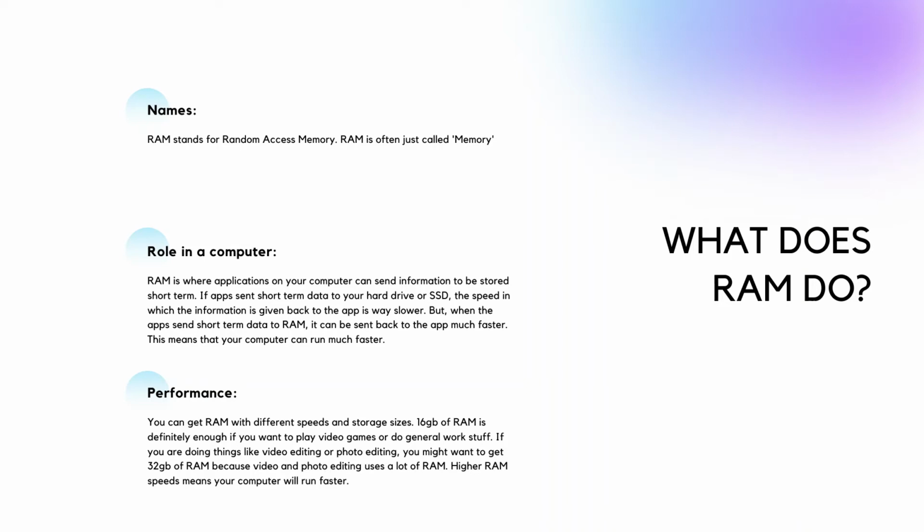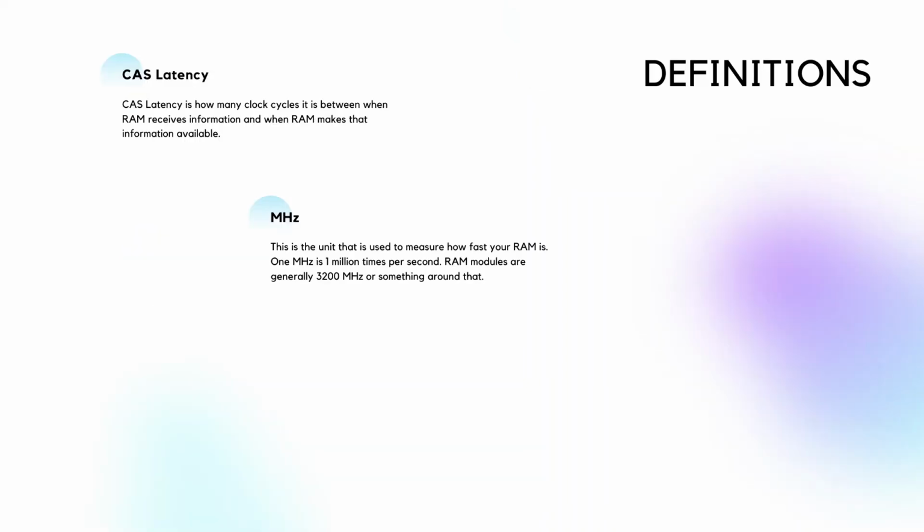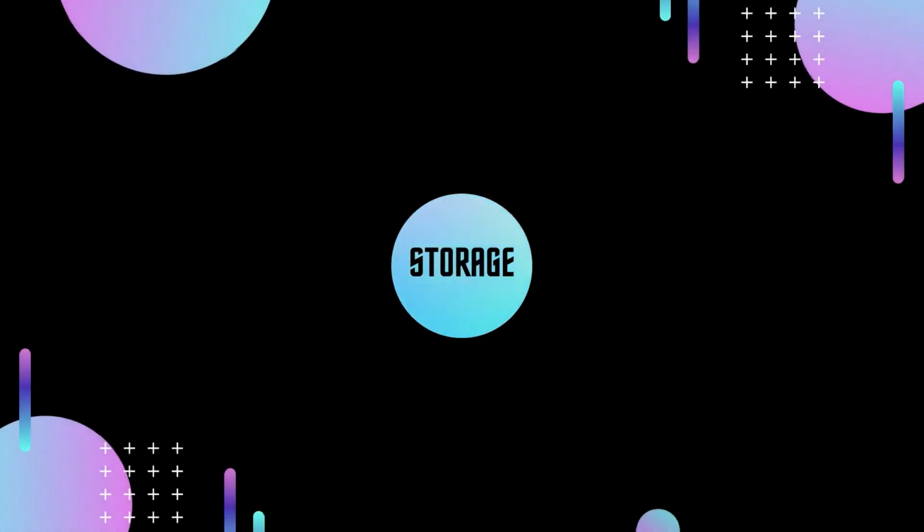You can get RAM with different speeds and storage sizes. 16 gigs of RAM is definitely enough if you just want to be gaming or anything, but if you're video editing, you might want 32 gigabytes or more. Cache latency is how many clock cycles it is between when RAM receives information and when RAM makes that information available, and megahertz is the unit that the speed is measured in.